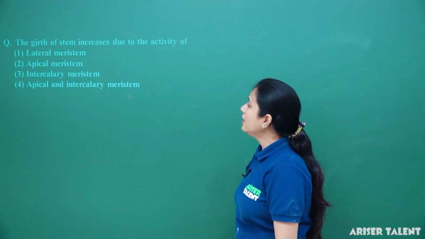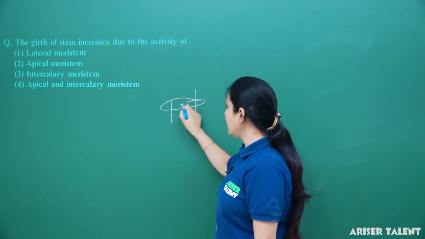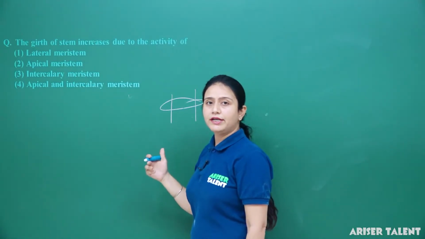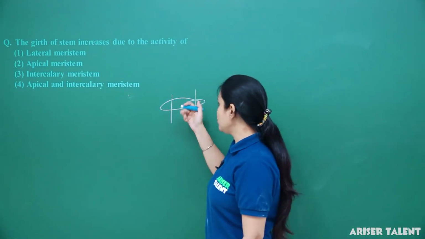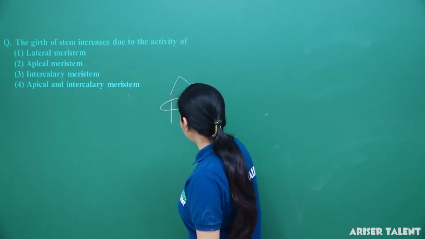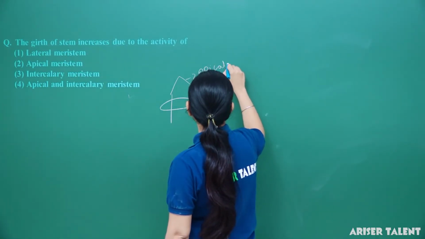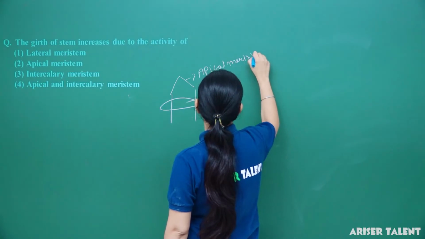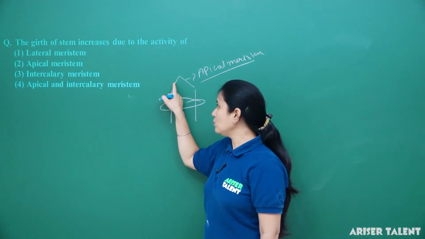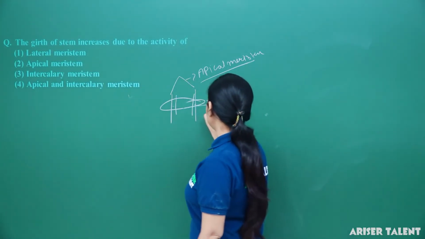Okay. Next is the girth of stem. This is the girth. So girth of stem is increased due to the activity of what? As we have studied the different types of tissues in the stem, at the top apical meristem is found, because it is responsible for growth in length, and in the sides lateral meristem is found.